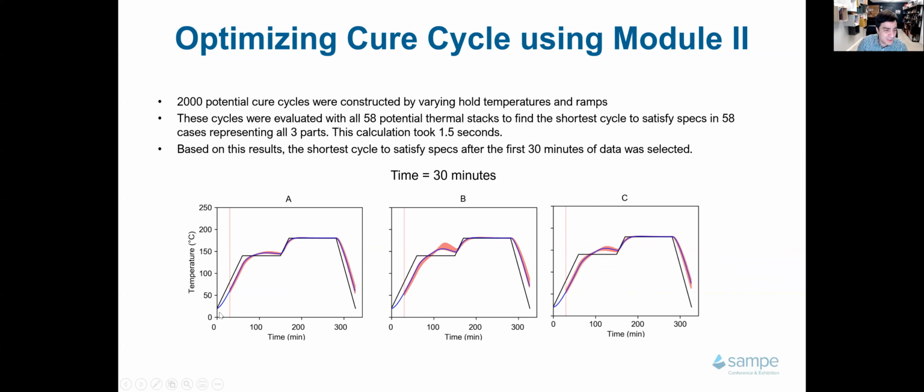So you can see now that the 1-hold cycle was changed to a 2-hold cycle. This 2-hold cycle is the fastest cycle for which you're satisfying the process specification for all potential solutions by just knowing the first 30 minutes of data. So it's a very robust solution because it's not a unique solution. It assumes the problem has multiple solutions and satisfies all of them.